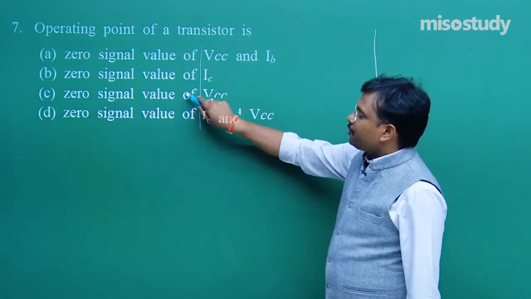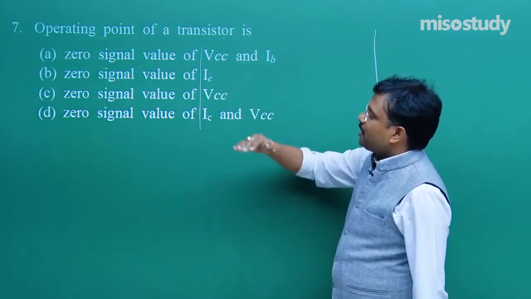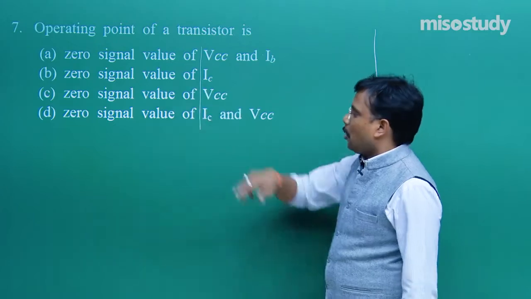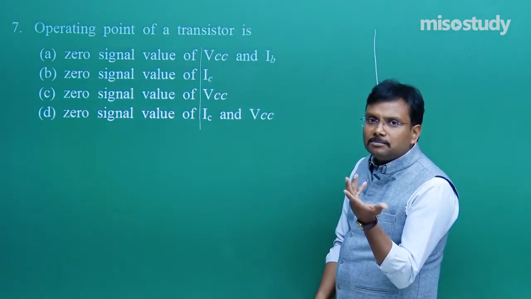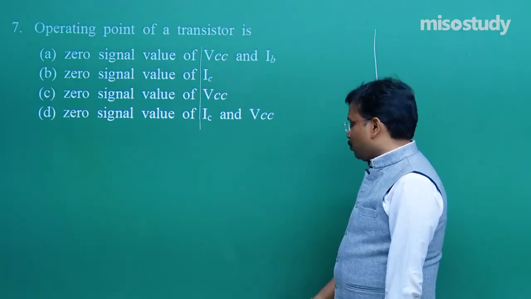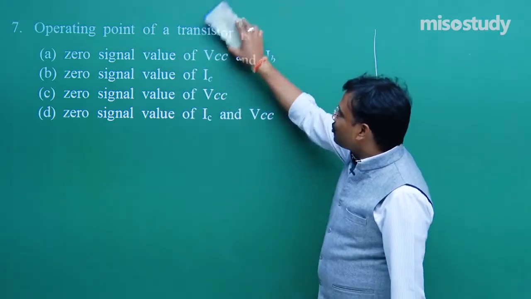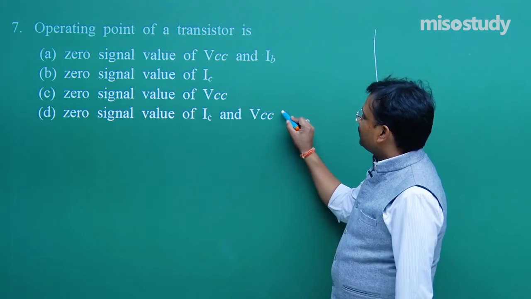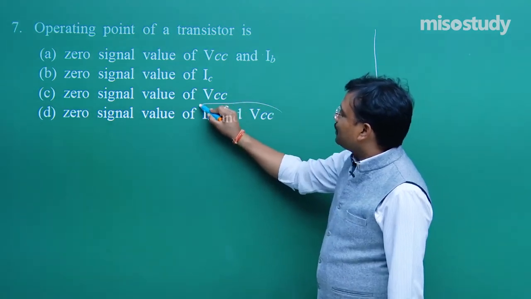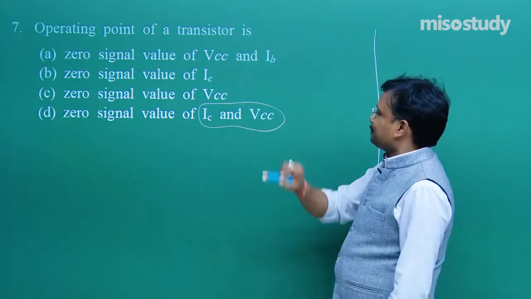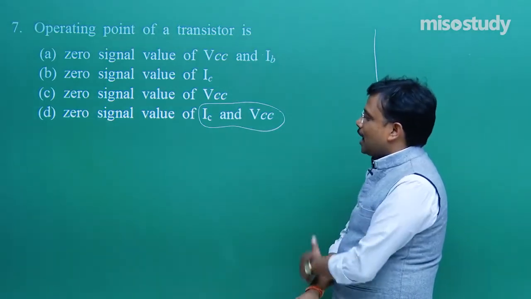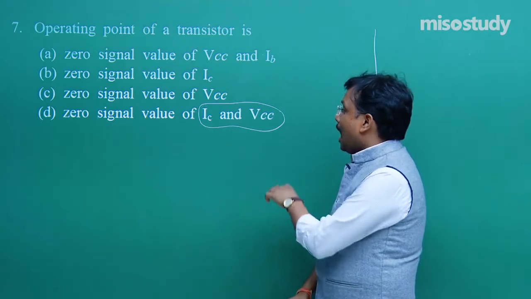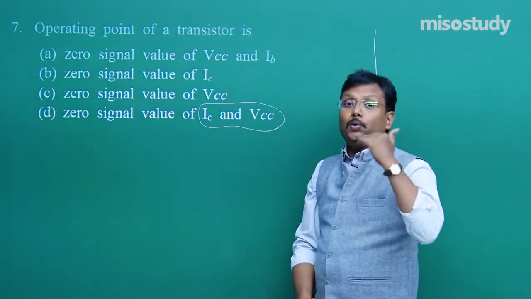Now come to the C option. As per the basis of the B option, you can again discard this option. Where is the current? Nothing is mentioned. So now the option over here is saying that only this is correct. Fine. Zero signal value of IC, collector current, and voltage, that is collector to emitter voltage.